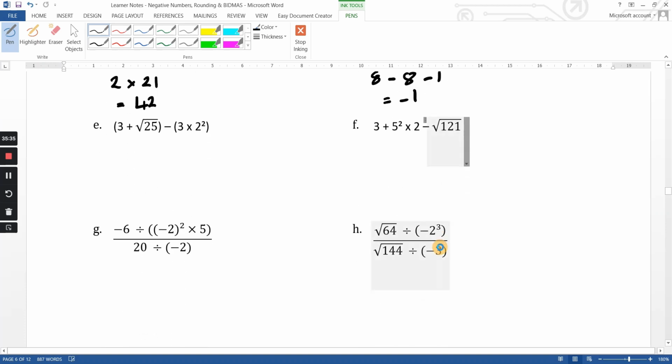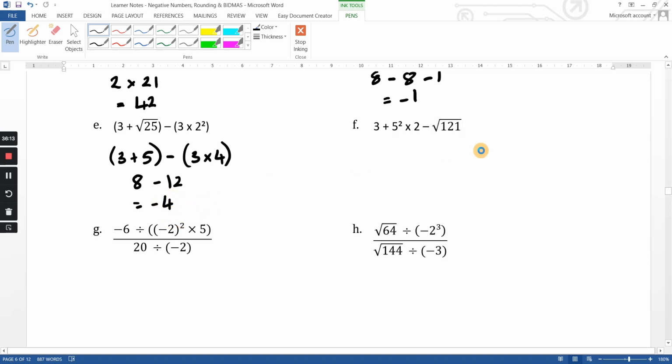Part E, I've got 2 brackets here, so I could do these in any order. Let's just do the first brackets. That's going to give me 3 plus square root of 25, which is 5. Second brackets, I've got 3 times 2 squared, which is 4. Again, let's do these brackets in any order. Let's do the first one. That gives me 8. That gives me 12. My final answer, 8 take away 12, is minus 4.